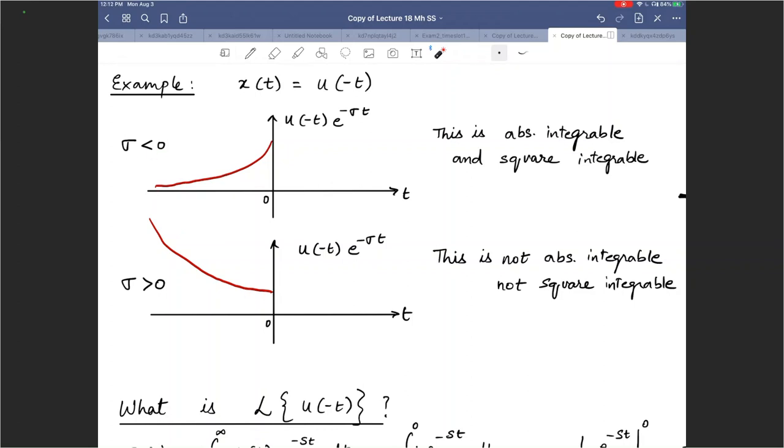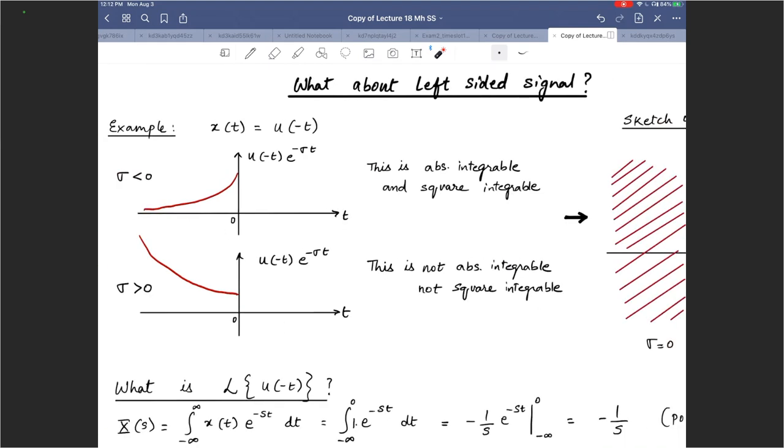When sigma is less than 0, there is a decay. As time increases, the value decreases. With sigma greater than 0, it goes up, right? So it explodes, it grows. The top function is going to be absolutely integrable and square integrable because that will lead to a finite area. The signal at the bottom is not absolutely integrable, nor is it square integrable. So this is not going to be part of the region of convergence. So when sigma is less than 0, that's when it will converge.